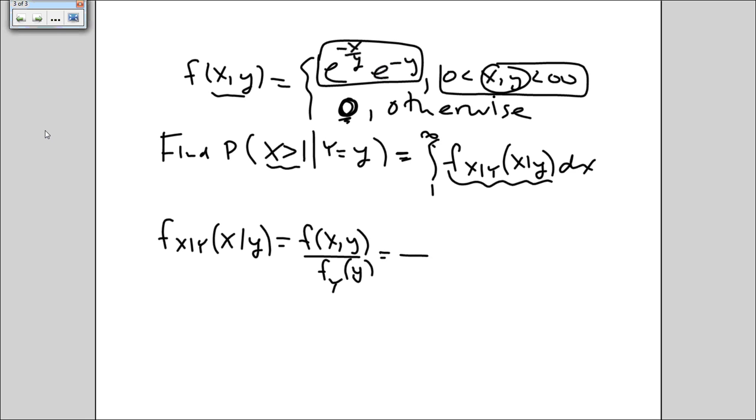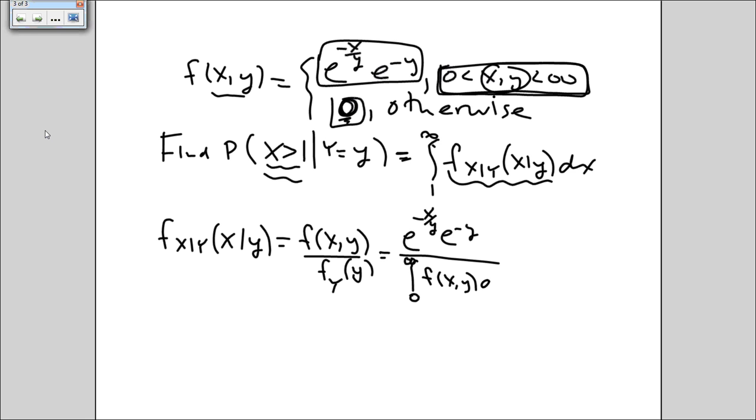And we know the numerator is outright given to us. It's e to the negative x over y times e to the negative y, or it's 0. So we're only talking about when x is 1 or bigger, which lives in here. Okay, now, what is the bottom? Well, the bottom is the integral from 0 to infinity, that's what x goes from, of f of x, y dx.